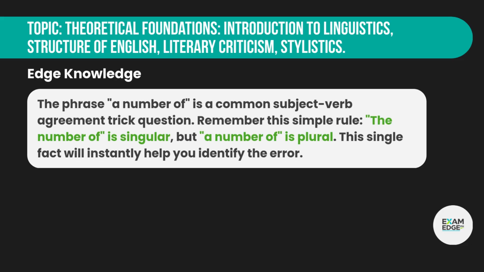Edge knowledge. The phrase "a number of" is a common subject-verb agreement trick question. Remember this simple rule. The number of is singular, but a number of is plural. This single fact will instantly help you identify the error.